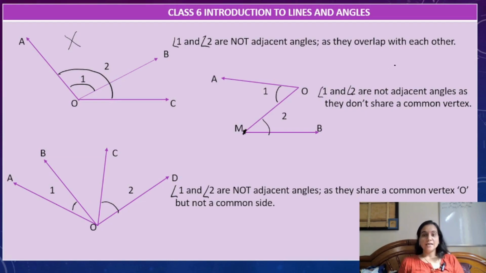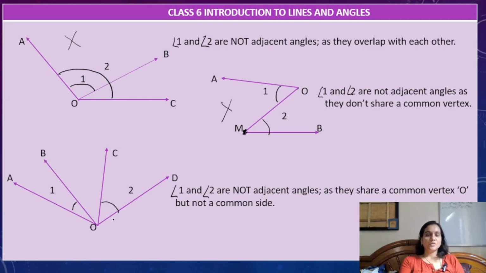Now let's see this example here. Angle 1 and angle 2 are not having a common vertex, right? Here it is having O, here it is having M as the vertex. So they don't share a common vertex. So in such a case also, these kind of angles cannot be considered as adjacent angles. Now here you look, angle 1 and angle 2. What is the problem here? They don't share a common side. Both of them have got different uncommon sides. So in such a case also, these kind of angles cannot be considered adjacent to each other.